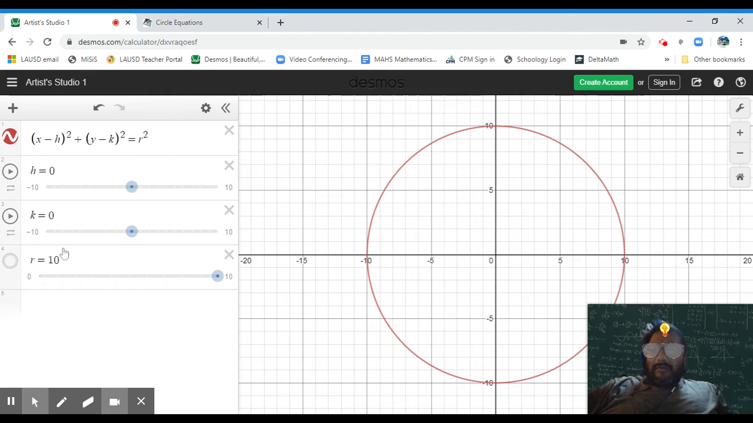And then I have these three little scrolls here. I can move them back and forth, and we're gonna get started. But more importantly, what I want you guys to notice is this is a circle, right? So this is actually the equation of a circle.